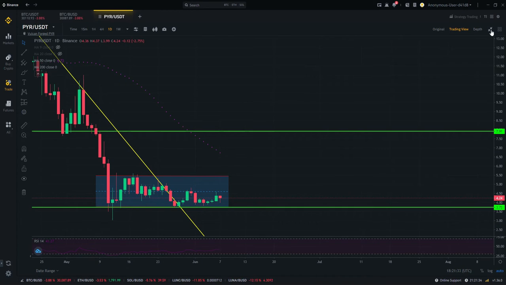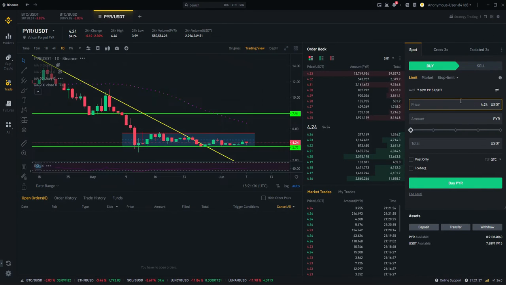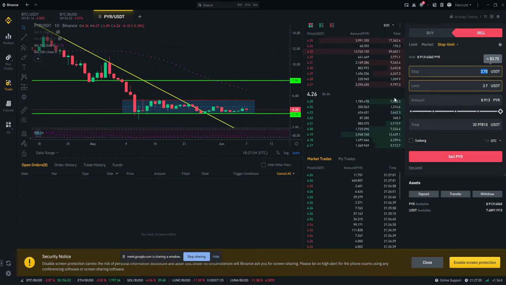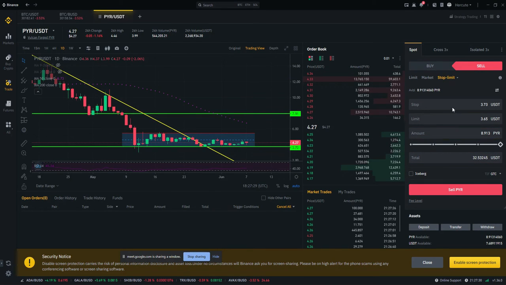Now, what I'm going to do is show you how to use this stop limit. So let's say we believe our support line is at 3.73. We want to set a limit where we exit the market in case the market continues to go down. So 3.65, for example, and we want to sell 100% of the PYRs that we have. We are already on sell limit, so this is a stop sell limit.